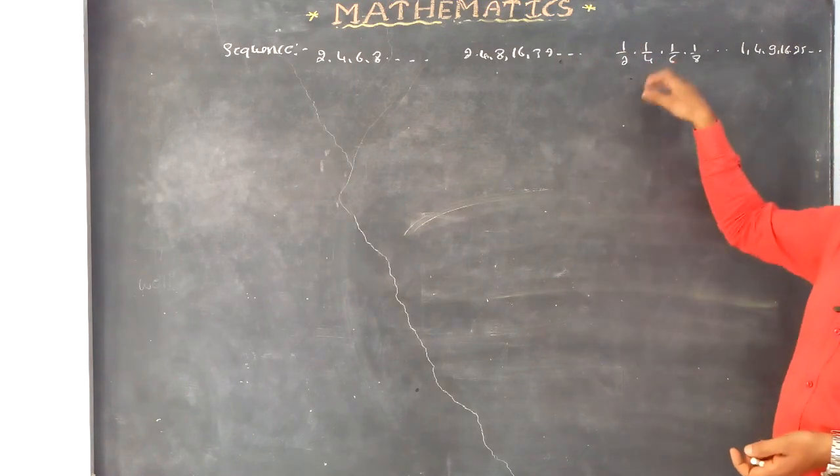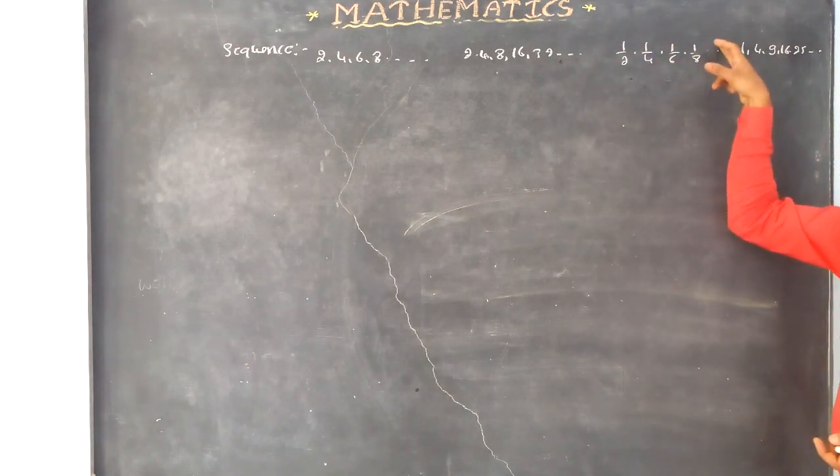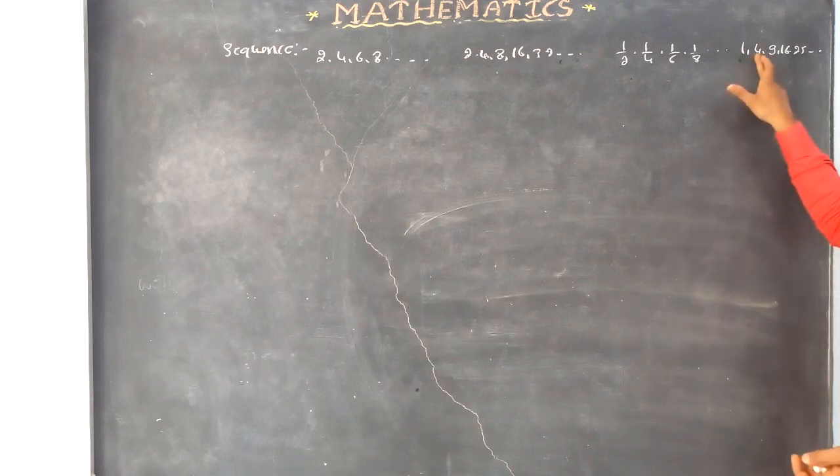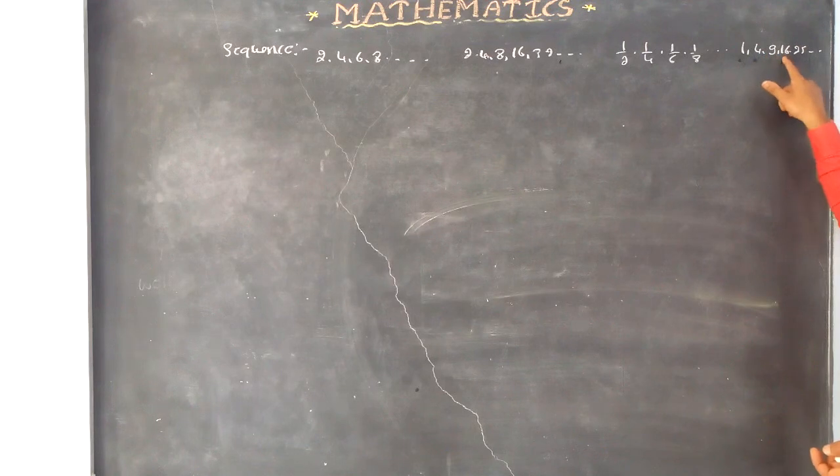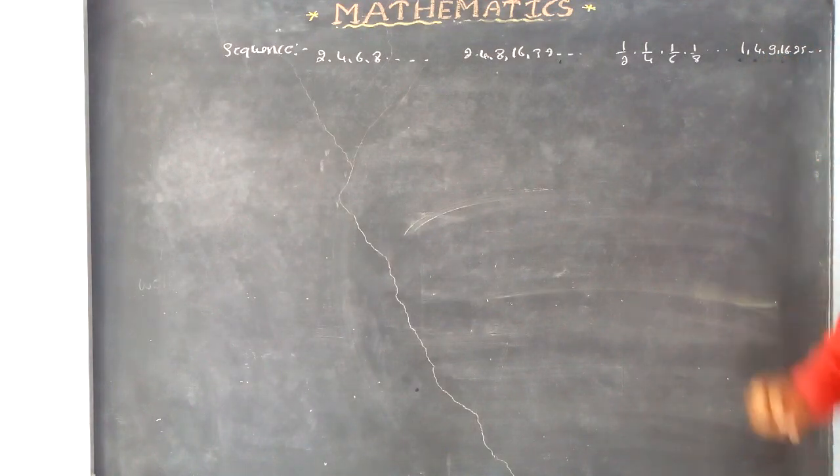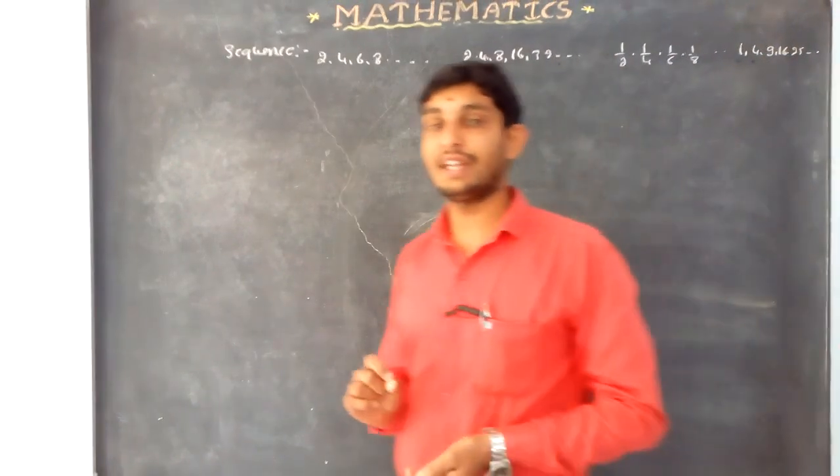It is 1 by 2, 1 by 4, 1 by 6, 1 by 8. Next is 1 by 10. Next is 1 by 12. 1, 4, 9, 16. That means it is 1 square, it is 2 square, it is 3 square, it is 4 square, this one is 5 square. Next is 36. Last one is 49.